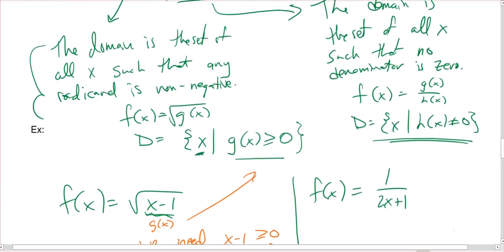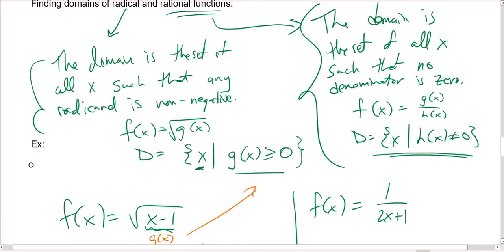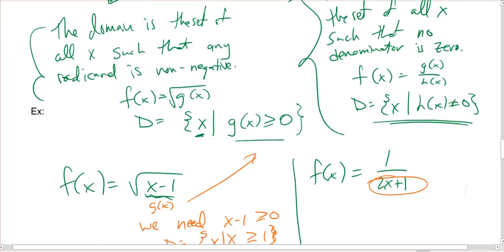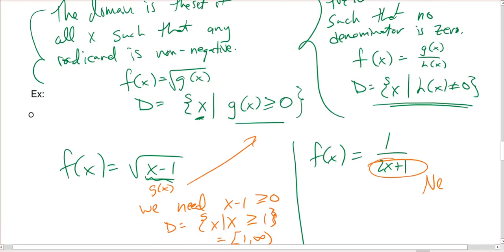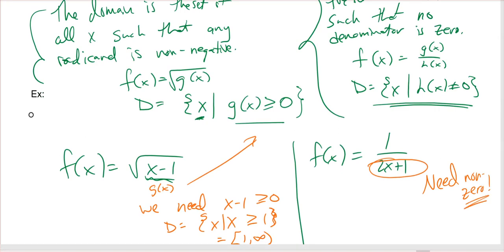So with this one, recall that our domain here is going to be the set of all x such that no denominator is 0. So I cannot have 0 in that position right there. So we need non-zero. We can't have a 0 in there. So let's find what makes it 0.